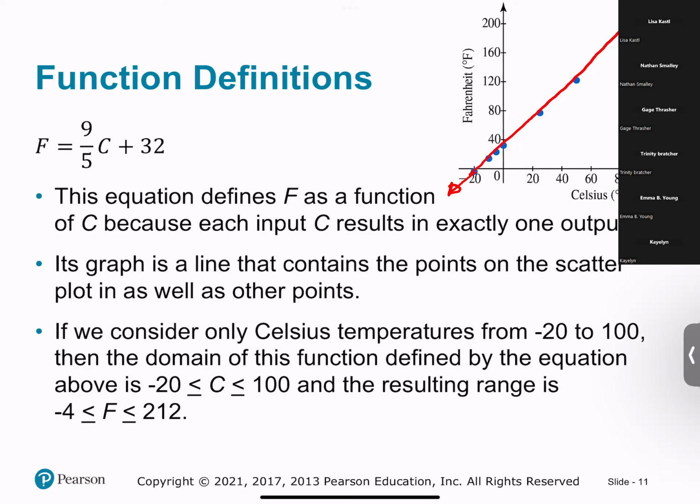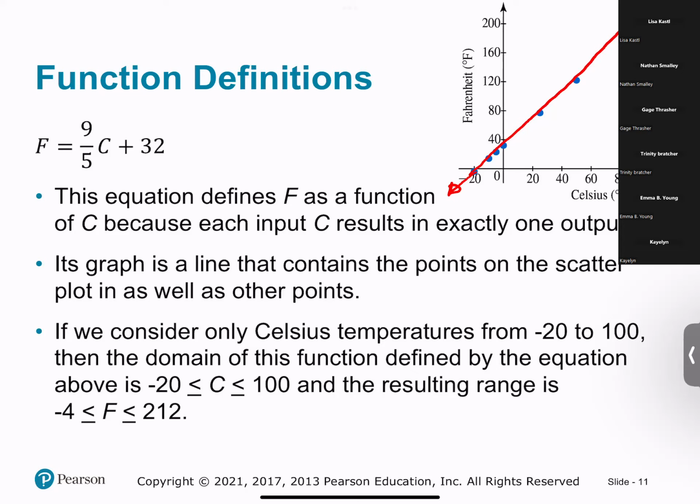So when I input something into a function, I get one and only one output. That's what makes it a function. If you output more than one thing, which certainly could happen in a relation in mathematics, that's not a function. So if I input one thing and I output one thing, it's a function. So if we only consider in our example the degrees Celsius from -20 to 100, then that would be the domain of this function.